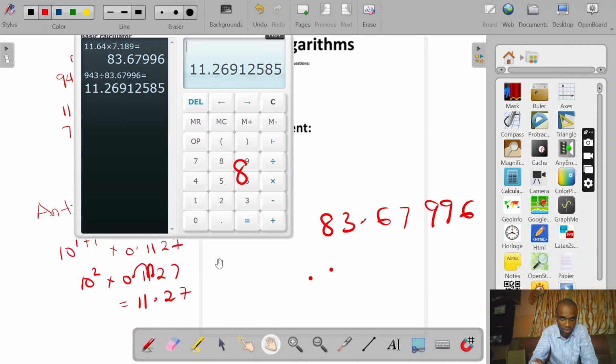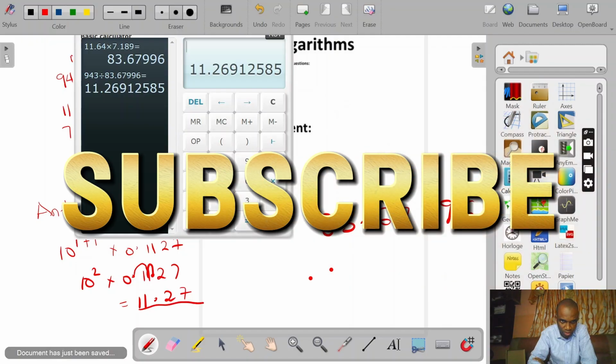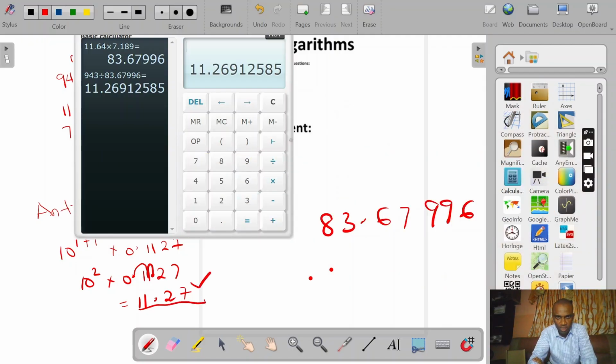I got 11.269 using the calculator, and with the four-figure table I got 11.27. So that is the answer. So 11.27 is correct. Okay, so that solves that.